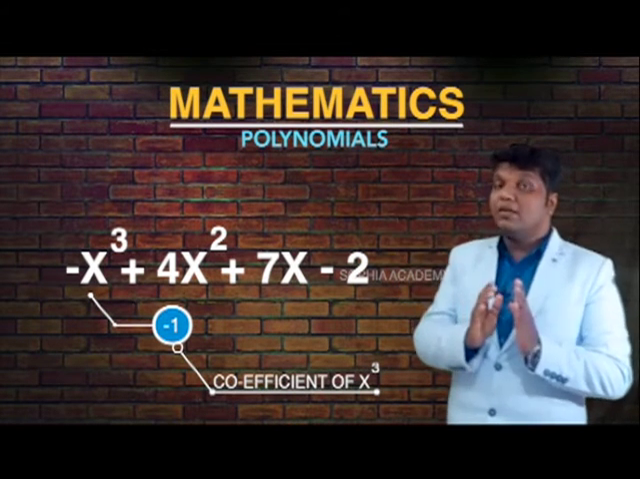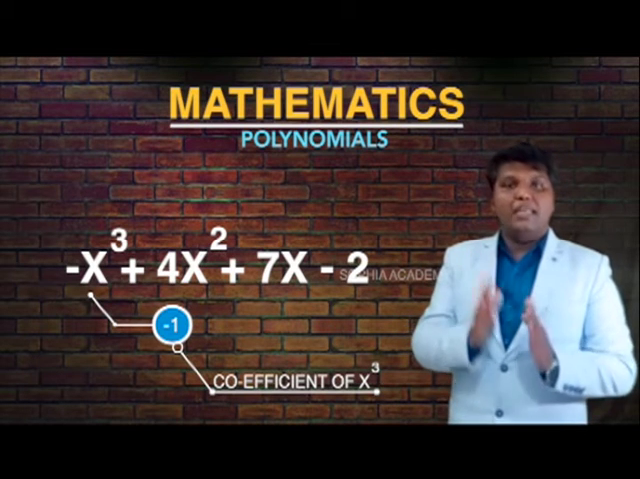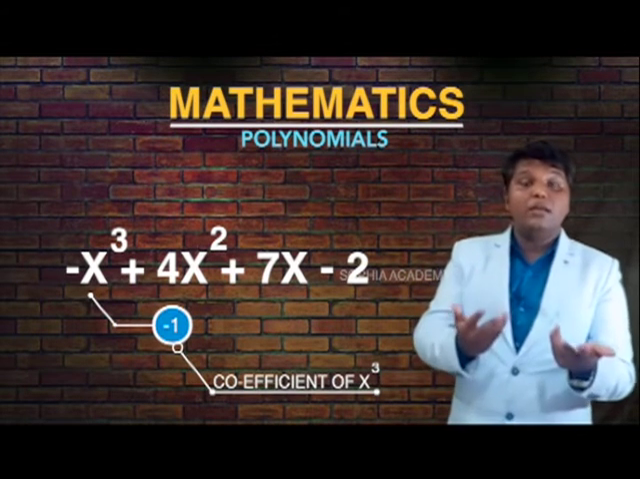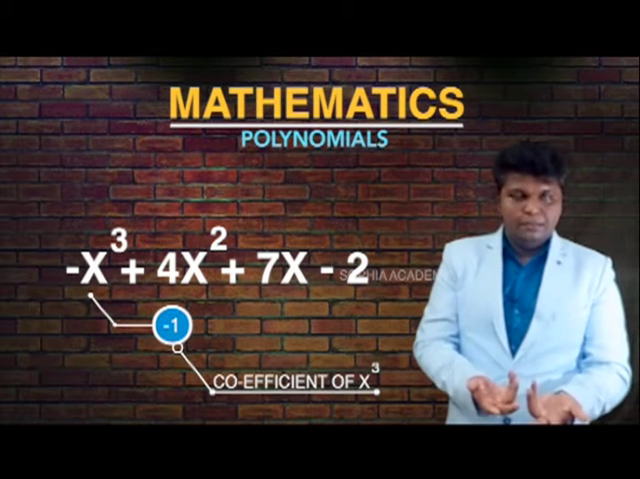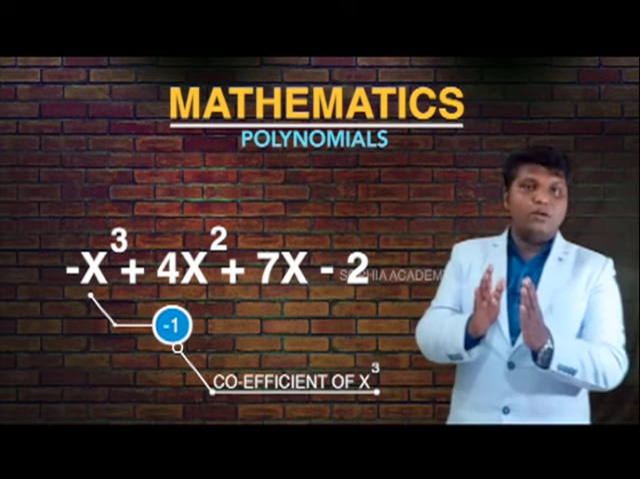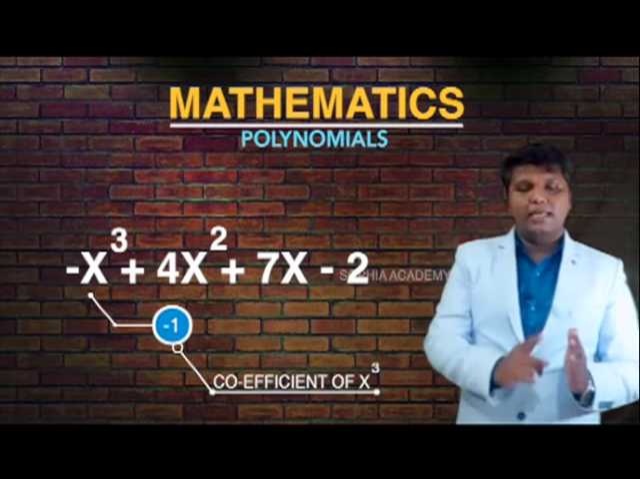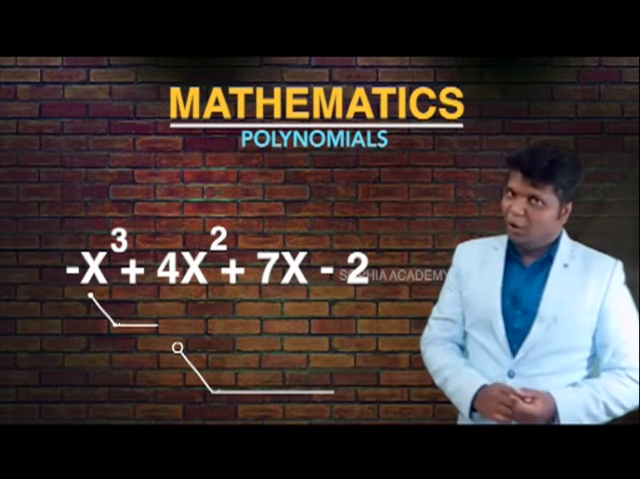So what is the meaning of coefficient? The number which lies in front of that variable, whatever variable you are taking. Right now I told the coefficient of x cube. So focus your eyes on x cube. In front of that variable, what is the number there? Choose that number. That number is called the coefficient.